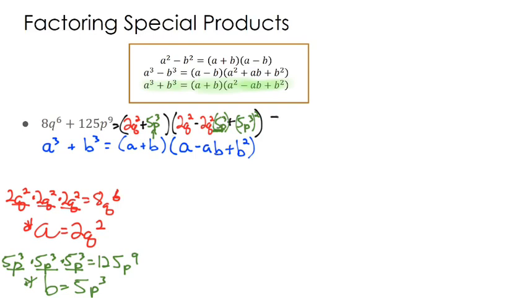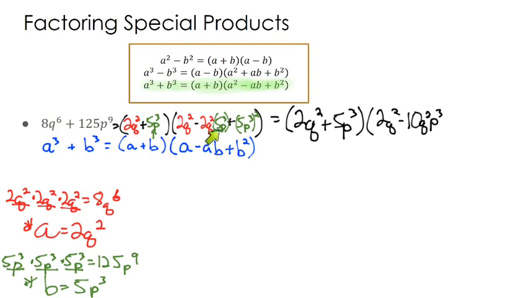I'm just going to move over to the right. I don't think that these first two terms in the initial binomial need any simplifying. So we have 2q squared plus 5p cubed. And we have 2q squared. Now here's where we got to simplify a little bit. If I'm multiplying 2q squared times 5p cubed, the 2 times the 5 gives you a 10. And then q squared times p cubed is just that.